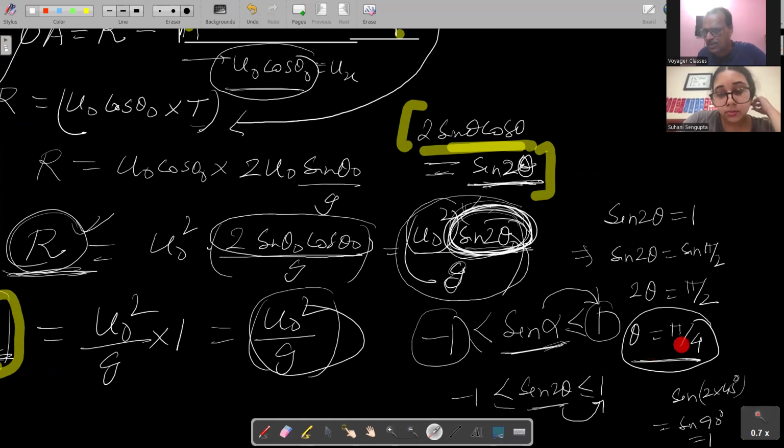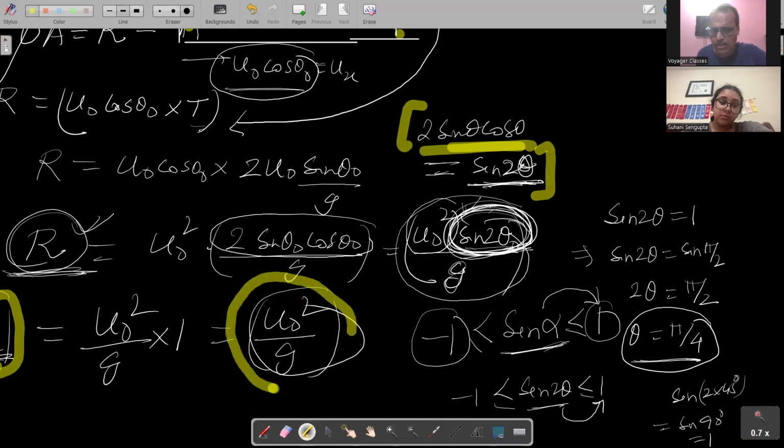Our main objective is theta has to be pi by 4, that is 45 degrees. If you put theta equal to 45 degrees, it comes down to sine of 90 degrees, and sine 90 degrees value is 1. So now we can say u0 square by g is the maximum horizontal range. This is the way we can get it. First, we have to understand 2 theta is equal to pi by 2, so theta is equal to pi by 4, that is 45 degrees. Here alpha means 2 theta, correct? So if you put theta equal to 45 degrees, you will get sine 90 degrees, and the value of sine 90 degrees is 1. So ultimately we get u0 square by g, the maximum horizontal range.